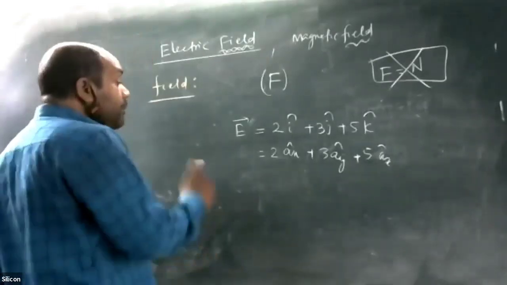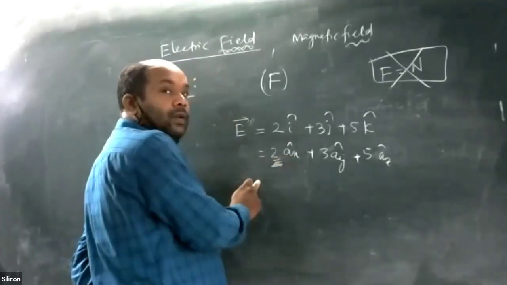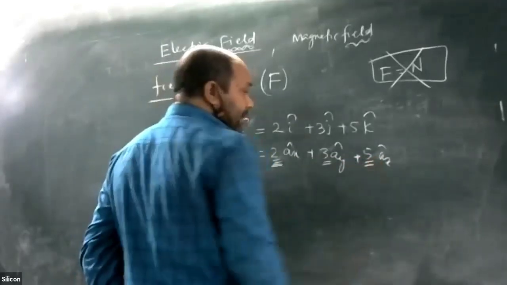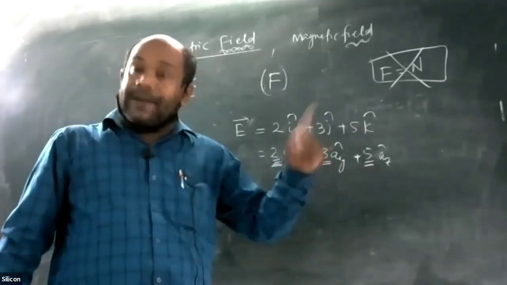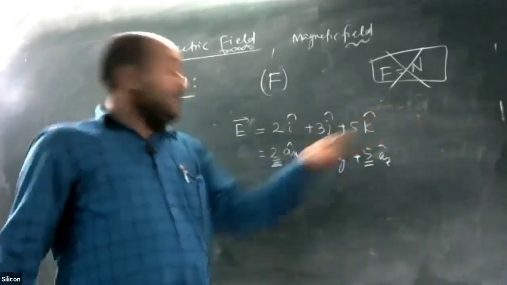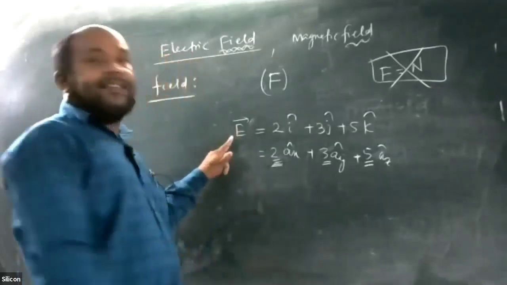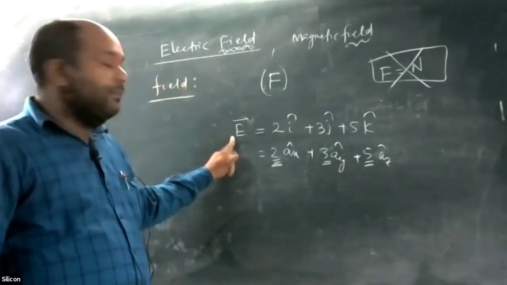Okay. You see, these elements, the coefficient of ax, coefficient of ay, or coefficient of az, these are the elements from that set. What is that? Real number set. These are the field elements. That's why we are saying this is the electric field.